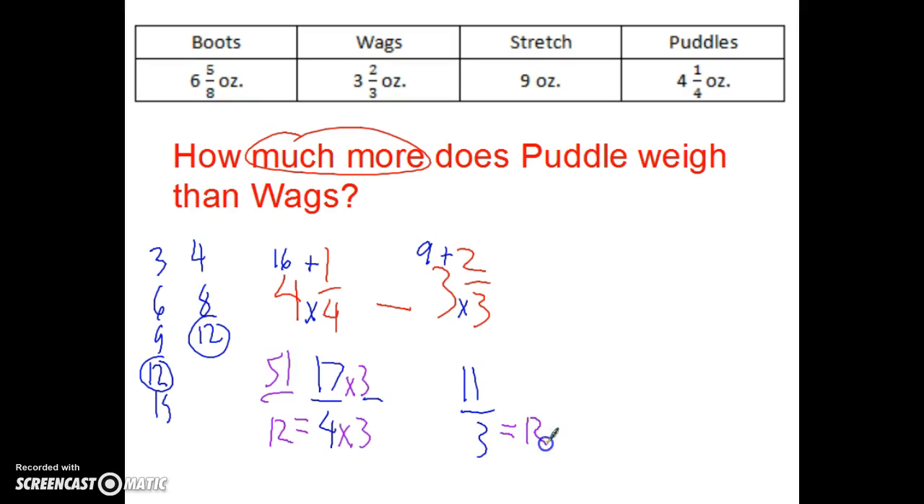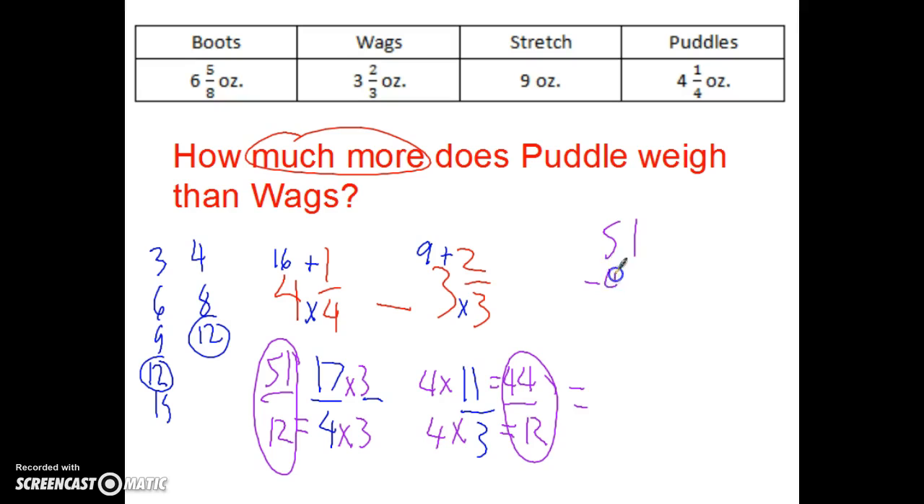Over here, I also want to get it to 12ths. So I'm taking it times 4. So I'm going to take the 4 times 11, which equals 44 twelfths. So here are my two new fractions. 51 twelfths. Remember, it's minus 44 twelfths. 51 minus 44, do some borrowing, 7. So it just equals 7 twelfths ounces.